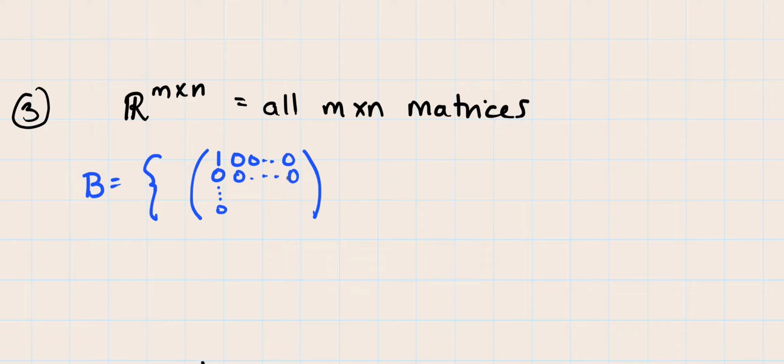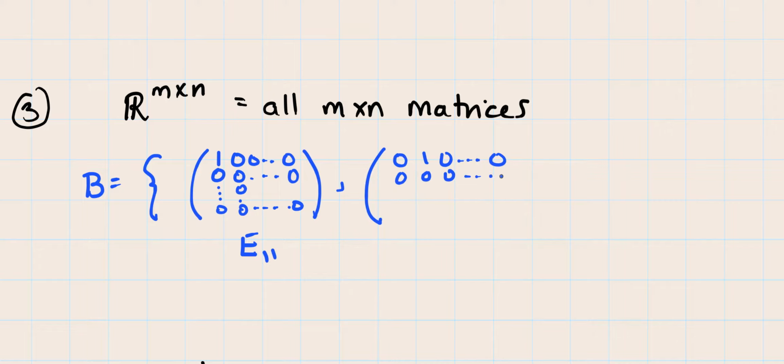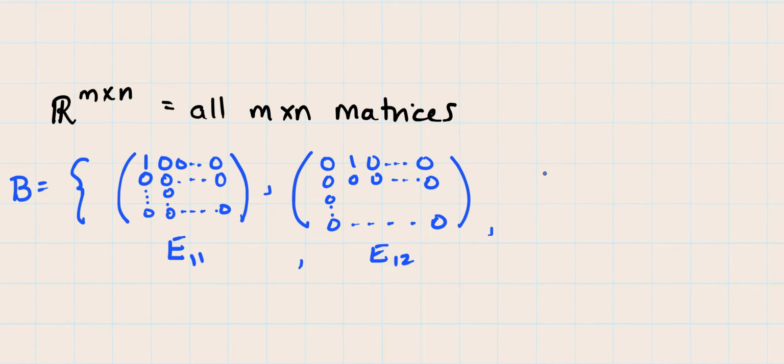So the only thing that's non-zero is this first entry. And we're going to call this matrix E11. This 1, 1 corresponds to where you're putting the non-zero entry, this 1 here. And then you just move the 1 along the row. And this will be E12.